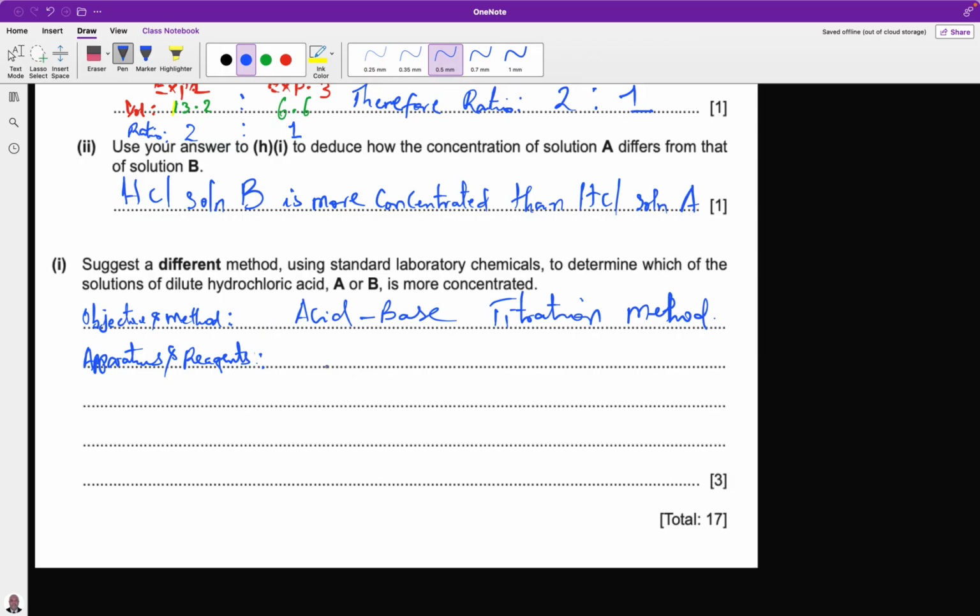Once more, eye protection and gloves. A burette, 25 cm cube pipette and the filler, 250 cm cube conical flask, white tile, HCl solution A and HCl solution B, 1 mole per dm cube sodium hydroxide, and dropping pipette with phenolphthalein indicator. Then, procedure.